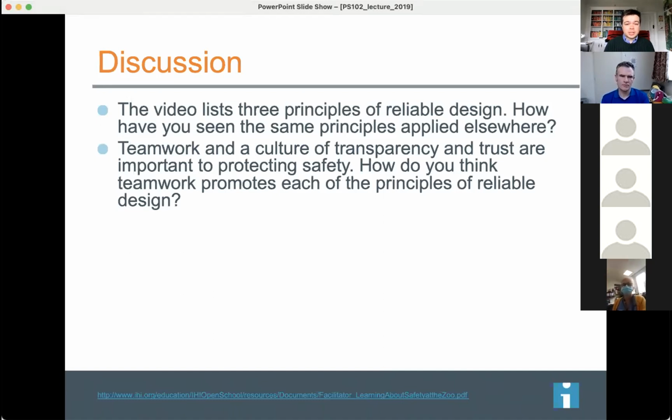So teamwork and a culture of transparency and trust are important to protecting safety. And how do you think teamwork promotes each of the principles of reliable design? I suppose initially people come up together with a plan about how to manage an action or a behaviour or a system. And so that's quite important from the point of view of everyone getting on board. Yeah, can you think of an example?